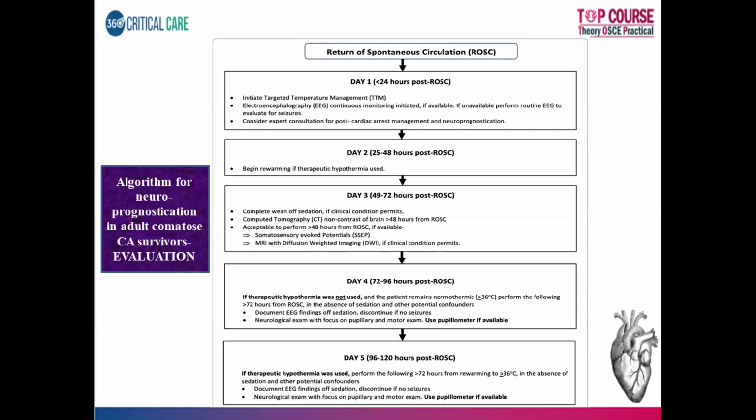When to do what? Okay, so the patient has achieved return of spontaneous circulation. So on day 1, what do you do? Initiate targeted temperature management according to the present guidelines, 32 to 36. Then, if continuous EEG monitoring is available, you have to start it. If not, at least perform intermittent EEG monitoring. And you have to consider expert consultation for post-cardiac arrest management and neuroprognostication. So in the first 24 hours, you have to manage the temperature part and EEG monitoring.